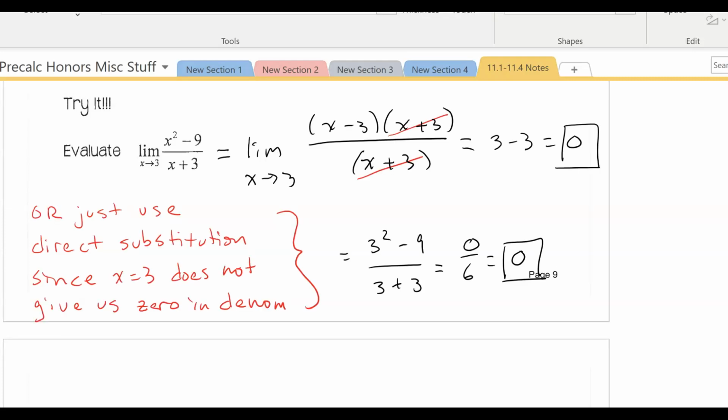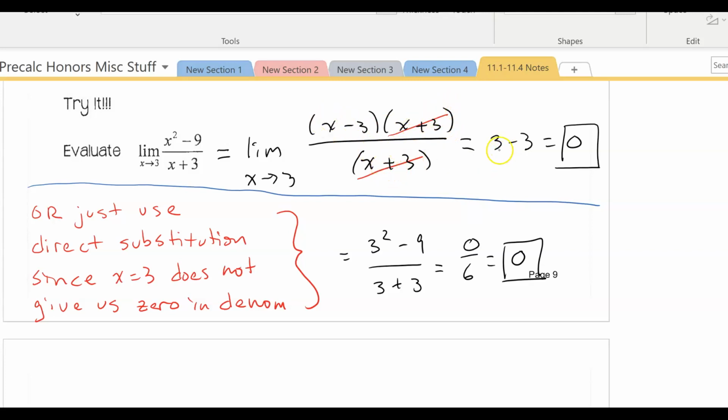Alright, so here's two different solutions to this problem here. Now, we can go ahead and factor the numerator because this is a difference of two squares, and we would get x minus 3 and x plus 3. And then the x plus 3's would cancel each other out.